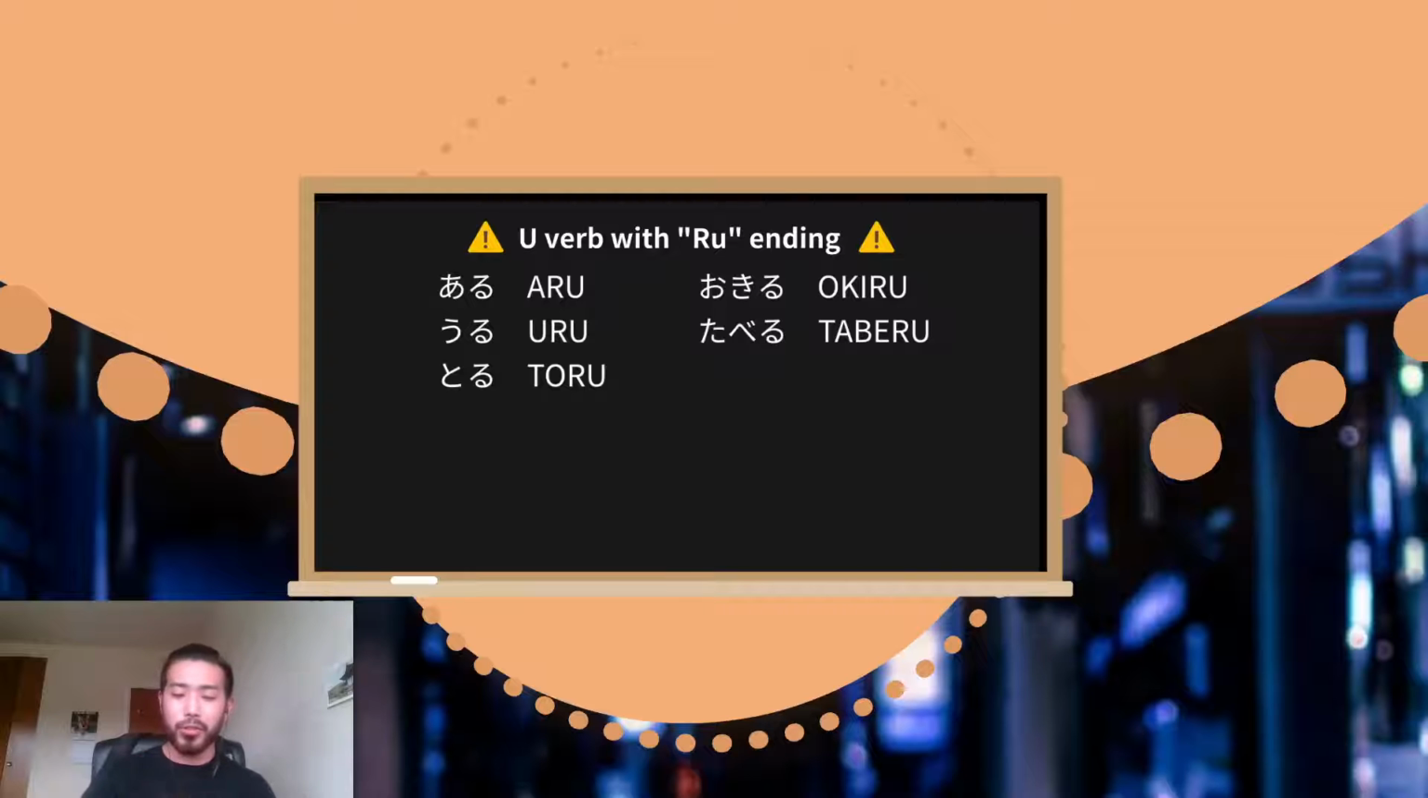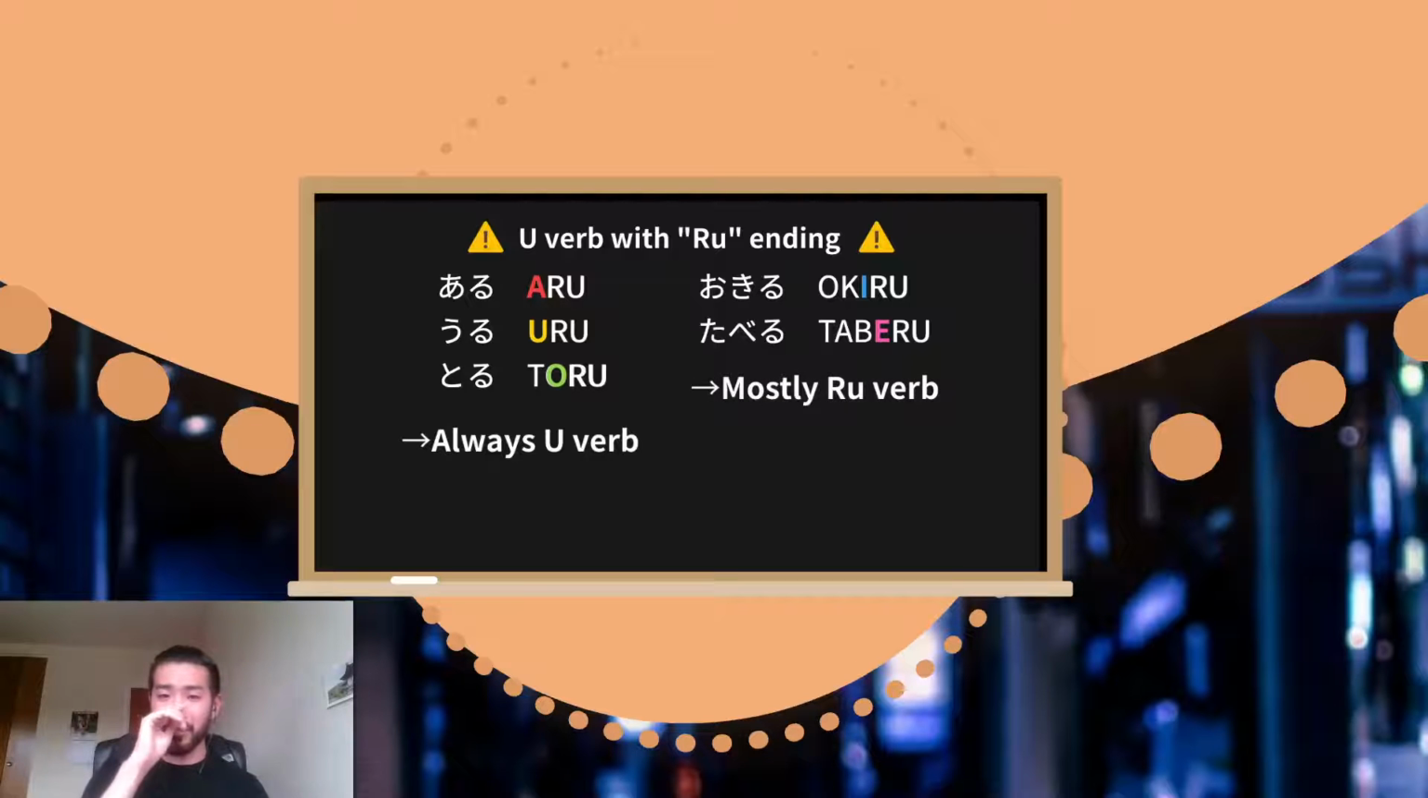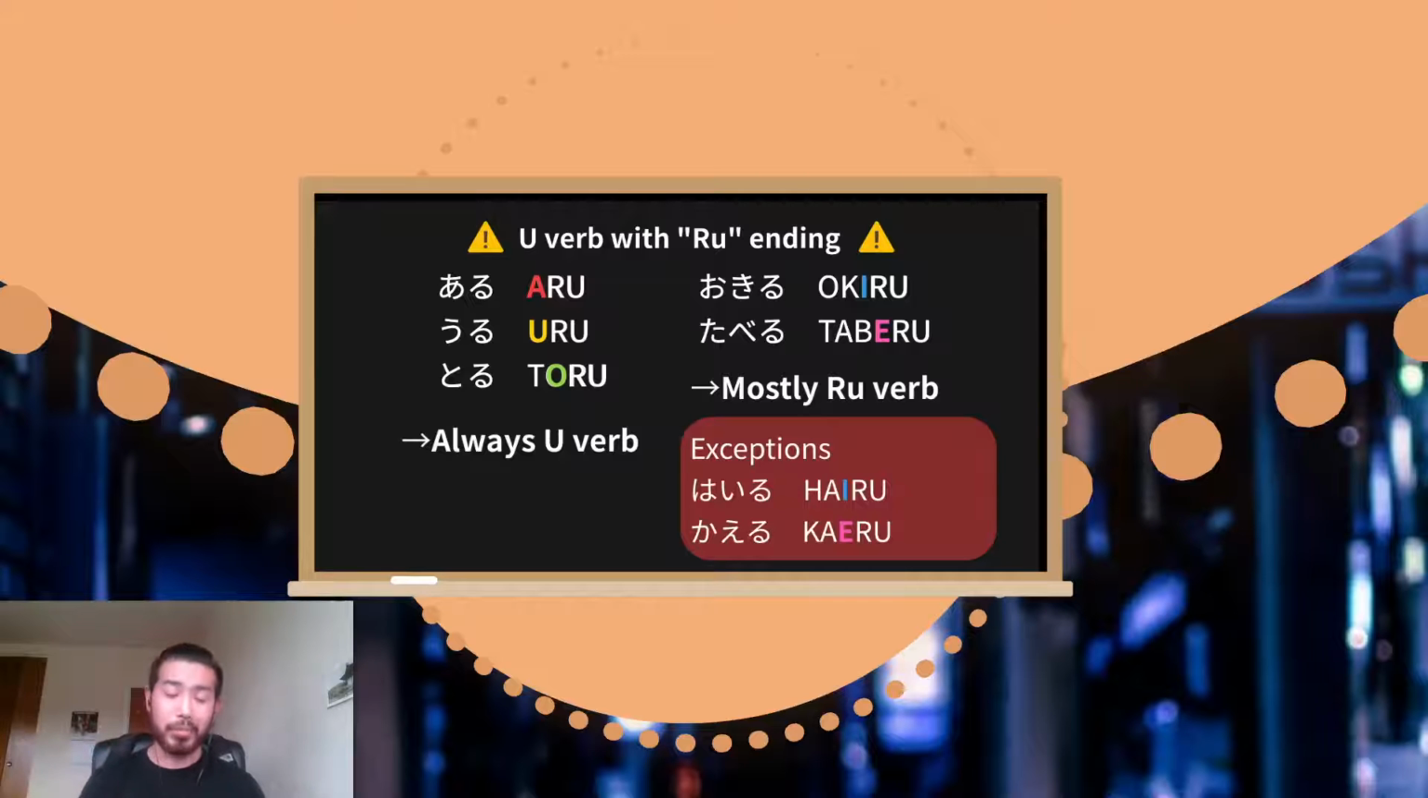I want you to take a look at the sound right before ru. When they have a, u, or o right before ru, they are actually always u verbs. And then 起きる and 食べる have i and e. In this case, they're mostly ru verbs, but sometimes there are exceptions. 入る and 帰る have i and e, but they are not ru verbs. They are u verbs.